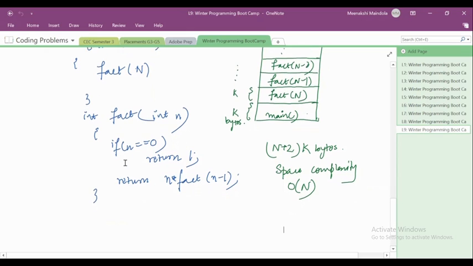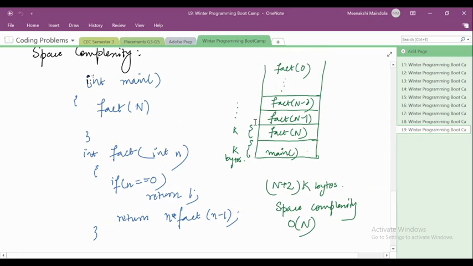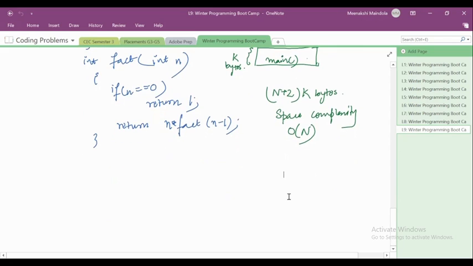It will not be order of n, because you are not going to take up this much space on the stack. You are not going to have this recursive call of function, from fact of n to fact of 0, on the stack, and it is going to take up only order of 1 space complexity.